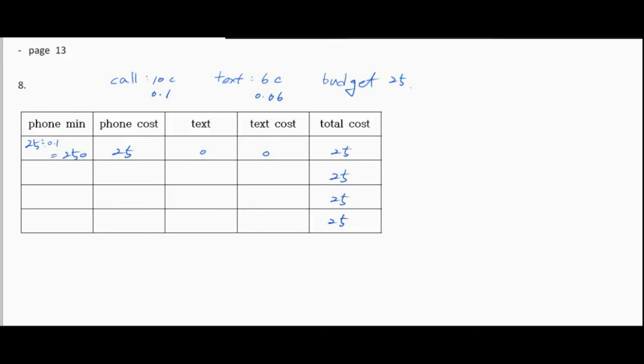And then let her only do the texting. Then 25 divided by 0.06, which will be about 416.7. And then the cost will be $25, and the two will be 0 and 0. And I'll just fill in the other leftovers. I just filled it in, and then she can use 15 on phone and 10 on text, and she can use 10 on phone and 15 on text.